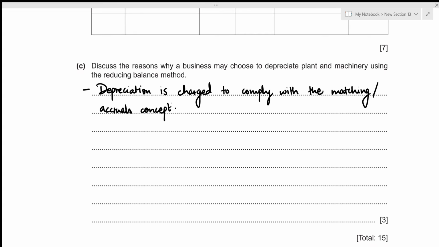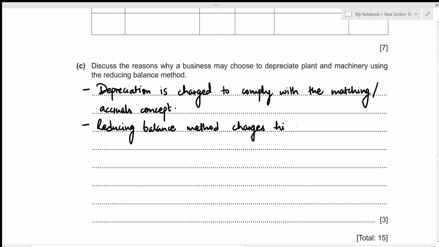Secondly, if we're talking about the reducing balance method, under this method, the depreciation is charged higher in the initial years because during the initial years, the net book value is pretty higher compared to the later years. Let's write it down as well. So reducing balance method charges higher depreciation in the initial years.